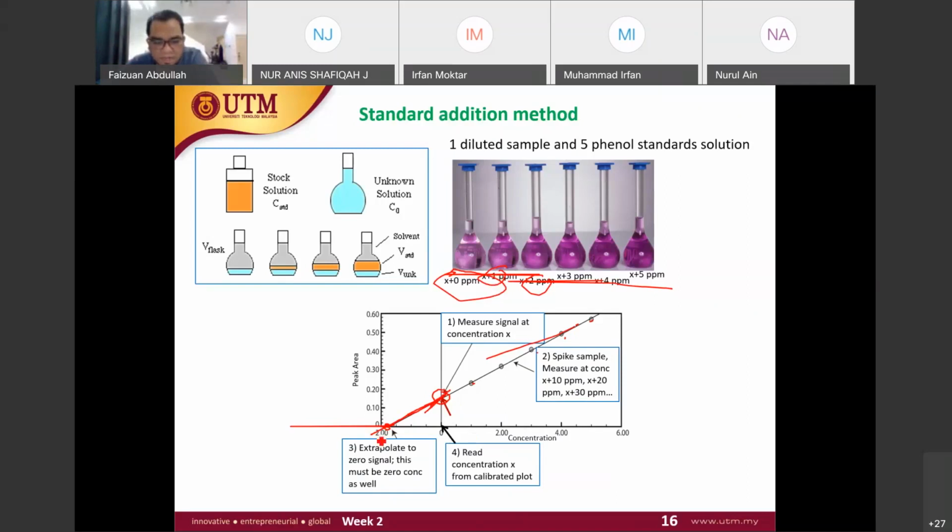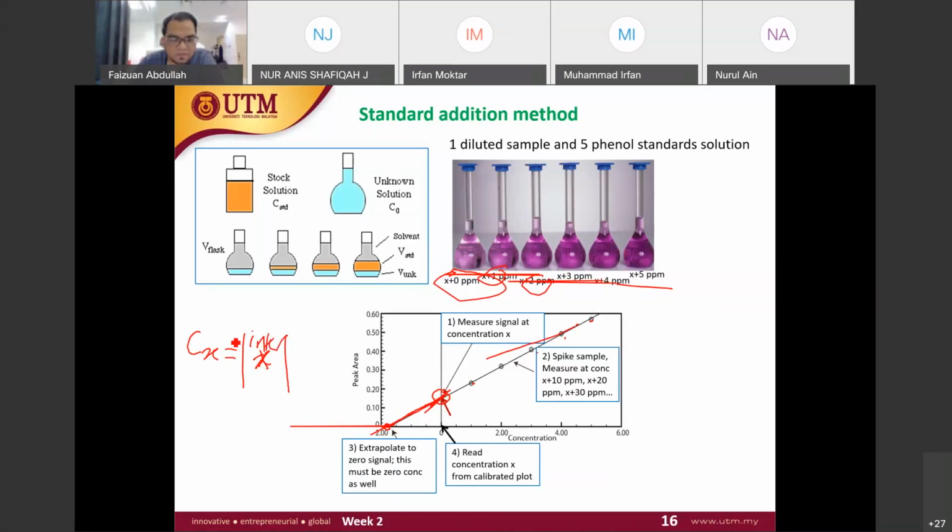But what about the negative value? Just make it positive, right? Meaning that the value of concentration x is equal to the x-intercept, sorry, the value of intercept of x.